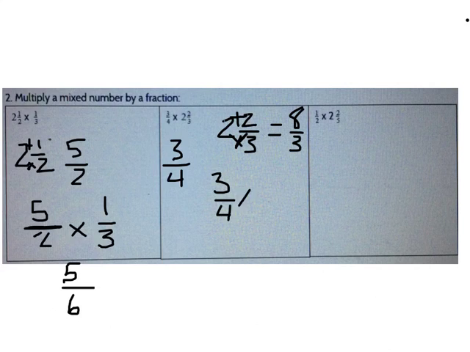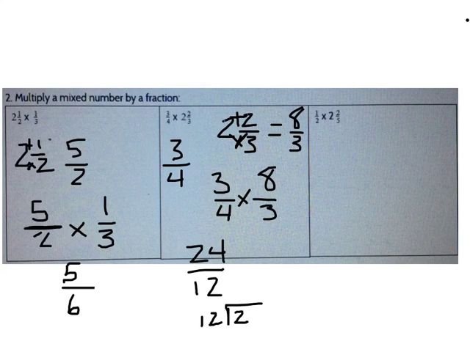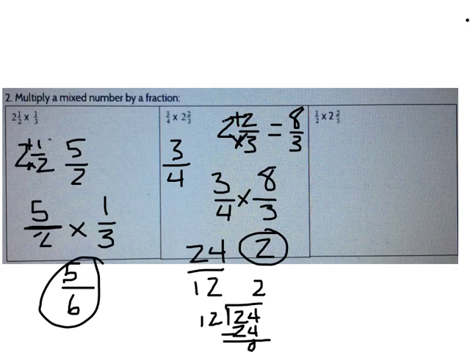3/4 times 8 over 3. 3 times 8 is 24, and 4 times 3 is 12. When I divide, what whole number do I get? 12 goes into 24 2 times with none left over. So my answer is just the whole number 2. Let's look at another example.